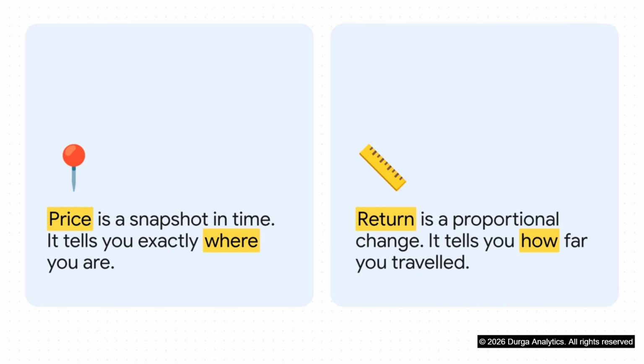Return, on the other hand, is a proportional change. £2 out of a £50 start is 4%. It tells you how far you traveled relative to where you began. Because returns are unit-free ratios, they let us compare vastly different assets on the exact same scale.